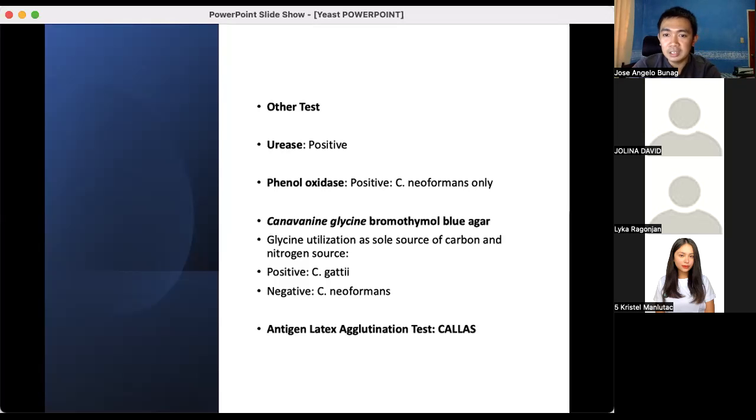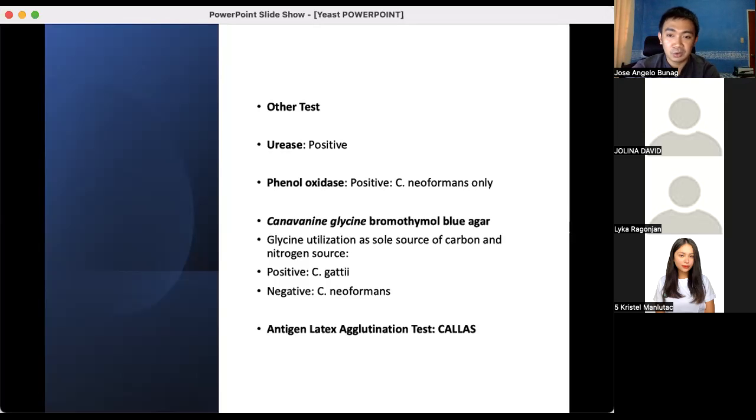Okay, so aside from the culture media Niger seed agar, bird seed agar, or Staib agar, we also have cornmeal agar. The cornmeal agar shows blastoconidia without pseudohyphae.